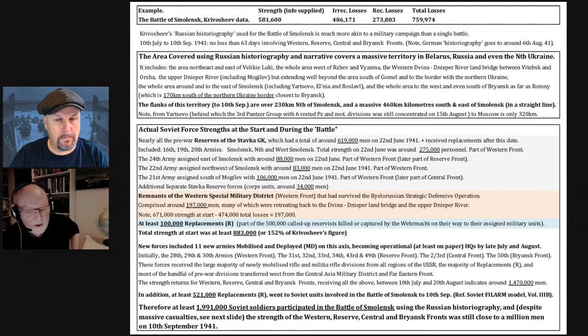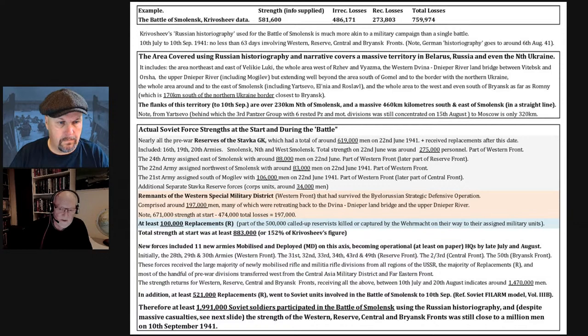So they committed not all of the Stavka reserves, but the vast bulk. That includes the 16th, 19th, 20th armies, with around 275,000, 24th, 22nd, 21st. As you see, I have the numbers here, 88,306. And then 34,000 additional corps units were thrown in. At the same time, the Western Special Military District, which was now Western Front, because they changed their name immediately on the day that the war started, they were retreating back. So they'd been smashed. They started the war with around 670,000 men. By the 10th of July, that strength was down to 197,000. So they were streaming back to the second line, the position, if you like, around Smolensk.